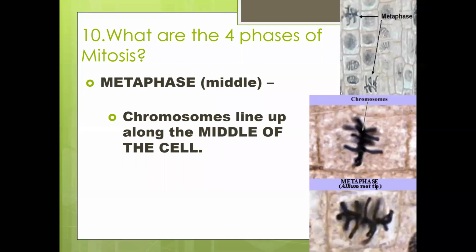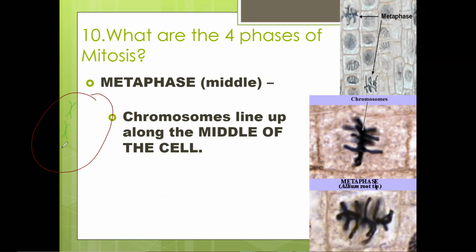The next phase of mitosis is metaphase, and I have "middle" in parentheses because all those chromosomes are going to go ahead and line up in the middle of the cell for metaphase. Okay, so once again, if I wanted to draw a doodle of what's going on, all those chromosomes are going to line up in the center of the cell, and all of those spindle fibers are kind of attaching to those chromosomes.